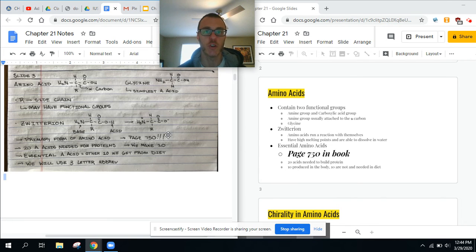Page 750. You have to go to page 750. I will be referencing this page. You need to look at it. If you print it out, that would be great, but you need to have that in your possession. 750 is going to be a page that we look at quite a bit.